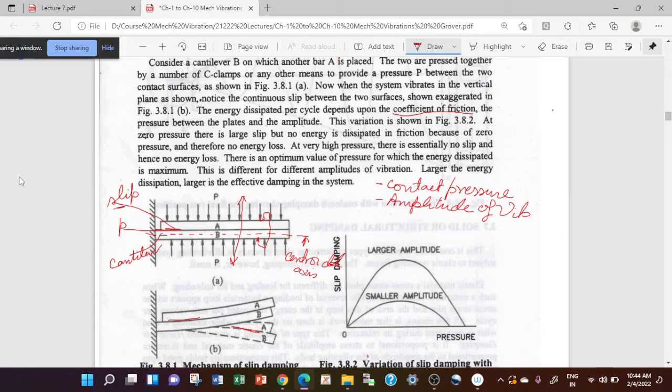Now, if you have no pressure at this interface, because there is no pressure, there will be no force between the two components, and because of that, you will not have any energy loss. However, when there is no pressure between these two interface points, you will be getting a large slip there.